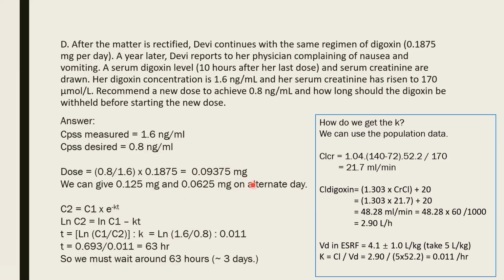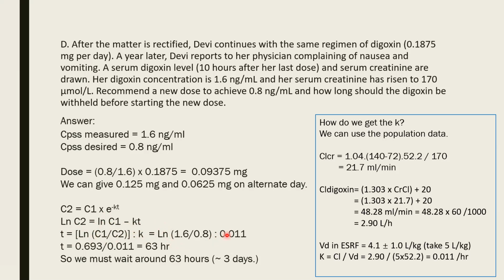So we want to know for how long this drug should be withheld. So we need to calculate this one. C2 equals C1 times e to the power minus KT. So ln C2 equals ln C1 minus KT. T, move this here, so T equals ln C2 minus ln C1, which is the same as ln C1 divided by C2, and divide by K.